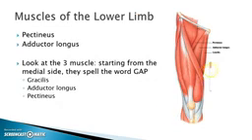Another muscle in this area is called the pectineus, and here is that inguinal ligament again, sartorius, gracilis, and then this muscle is the pectineus muscle. And if I look at these three, starting with the gracilis, they form the word GAP.